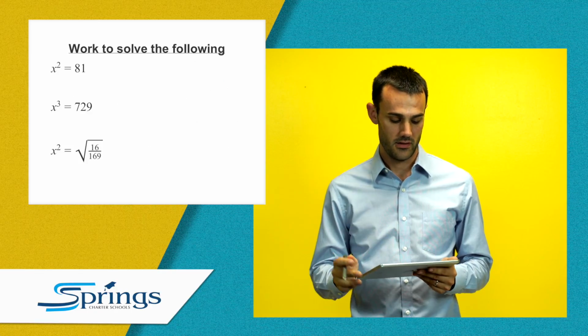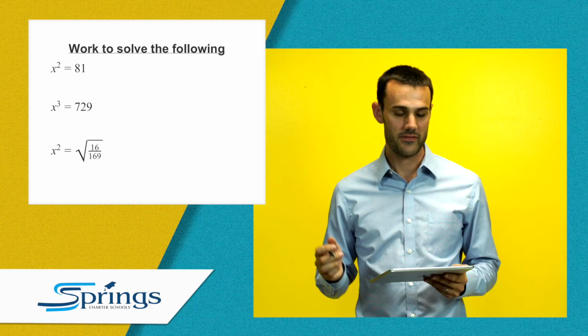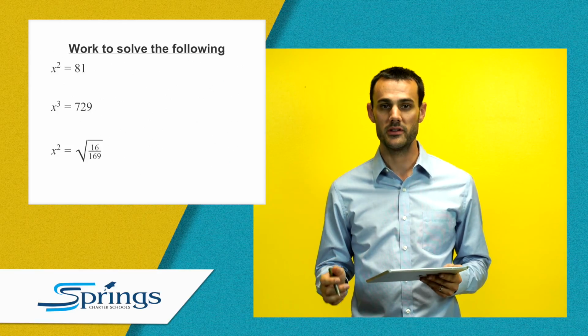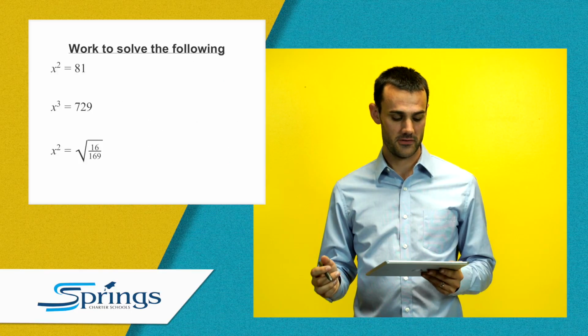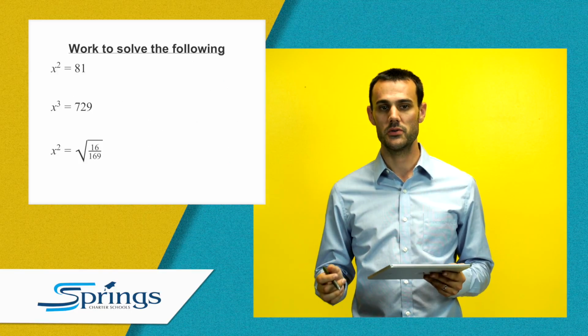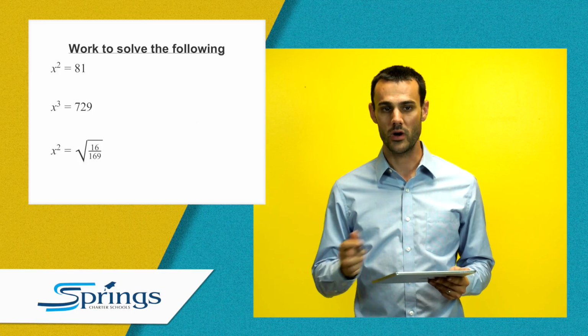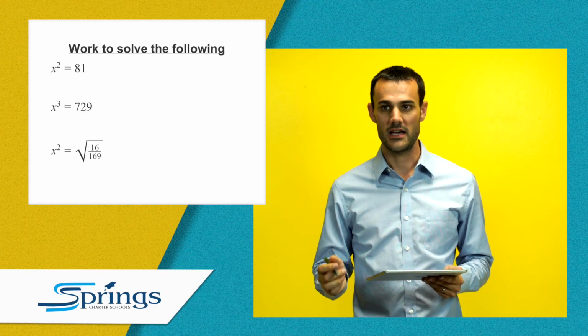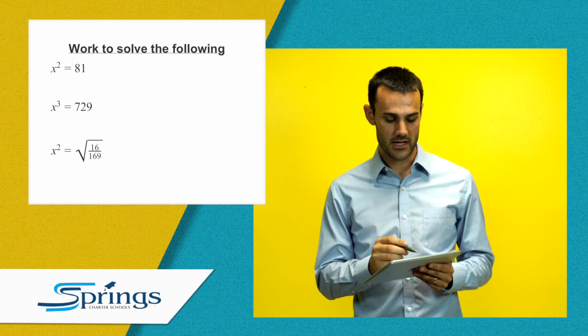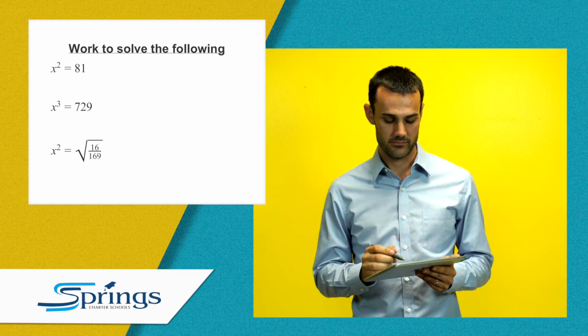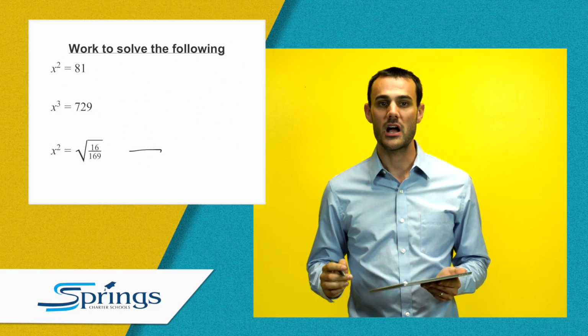All right. This one's a little more tricky. We have x squared is equal to the square root, and inside our square root symbol, guys, it's actually a fraction. This could be a little confusing. So x squared is equal to the square root of 16 over 169. Now, let's break this down a little. I know that I'm going to need to work with a fraction. So I'm going to draw my fraction bar here.